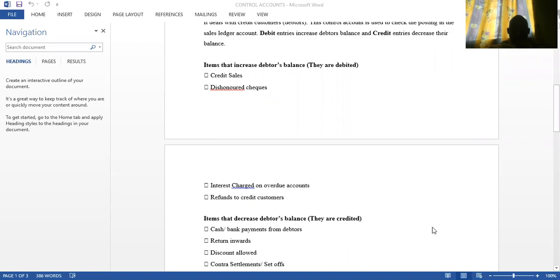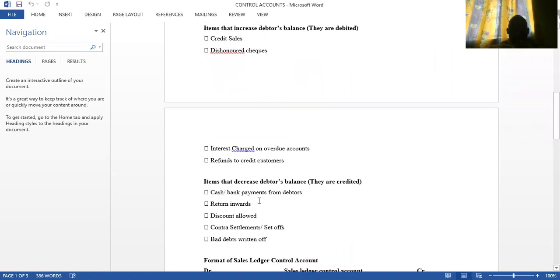Then we go to the credit side. The credit side, now we record the opposite. Items that decrease debtor's balance. They are the amount of money that the debtors have paid. It will reduce the amount that the debtors are now going to be owed.